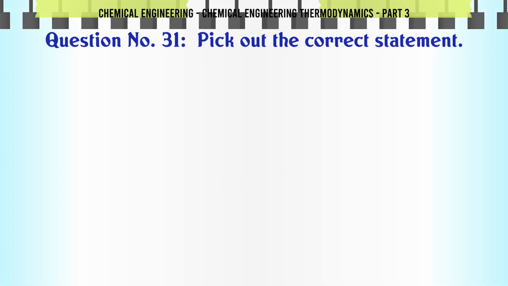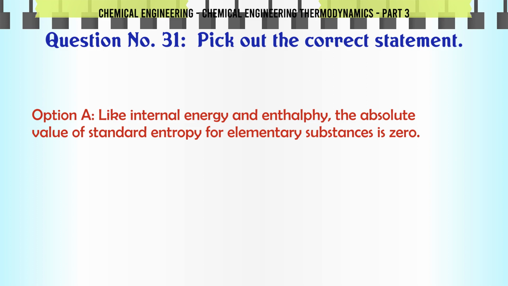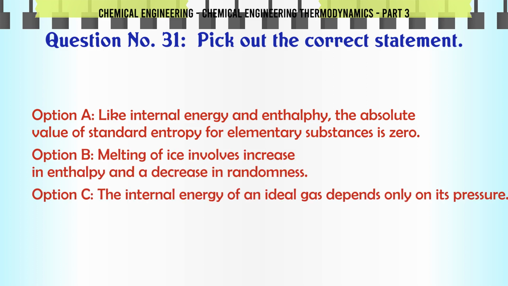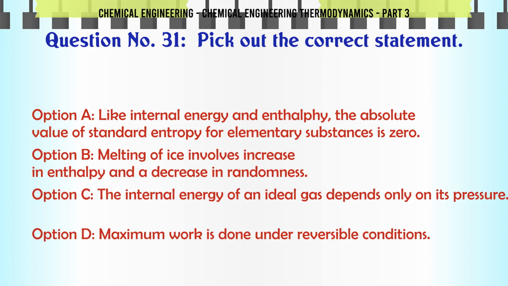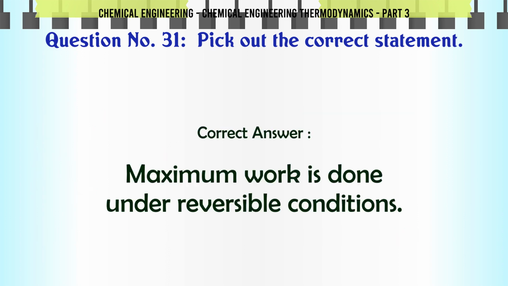Pick out the correct statement. A. Like internal energy and enthalpy, the absolute value of standard entropy for elementary substances is 0. B. Melting of ice involves increase in enthalpy and a decrease in randomness. C. The internal energy of an ideal gas depends only on its pressure. D. Maximum work is done under reversible conditions. The correct answer is maximum work is done under reversible conditions.